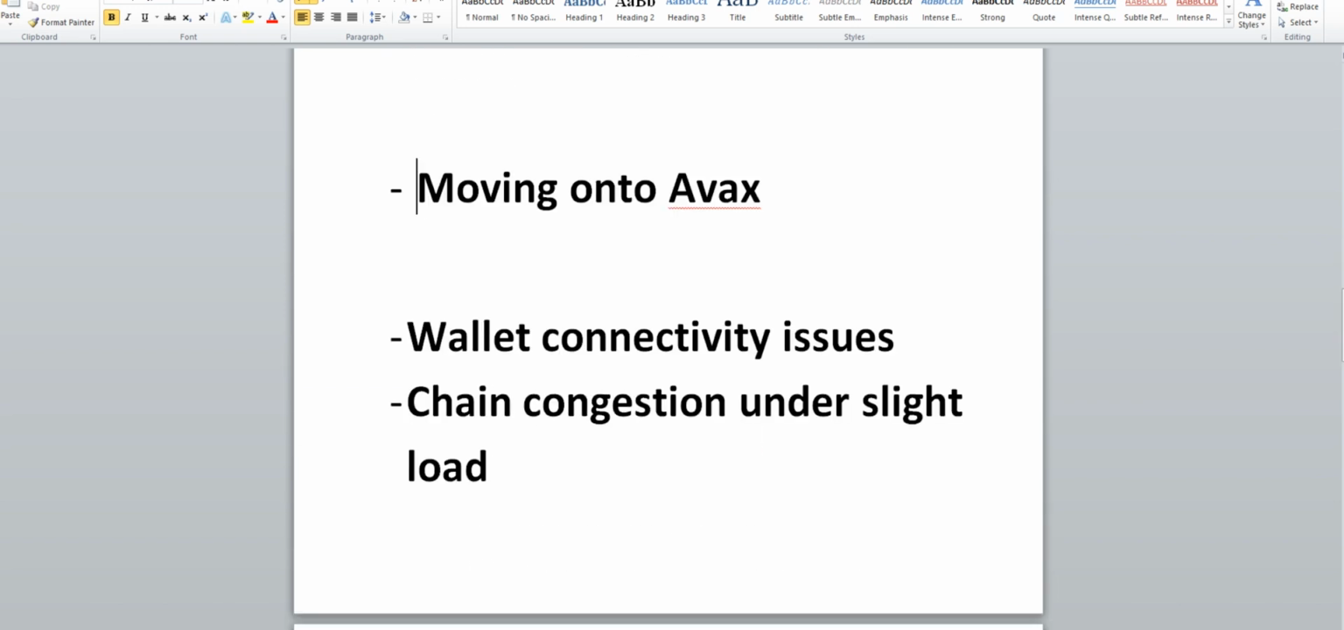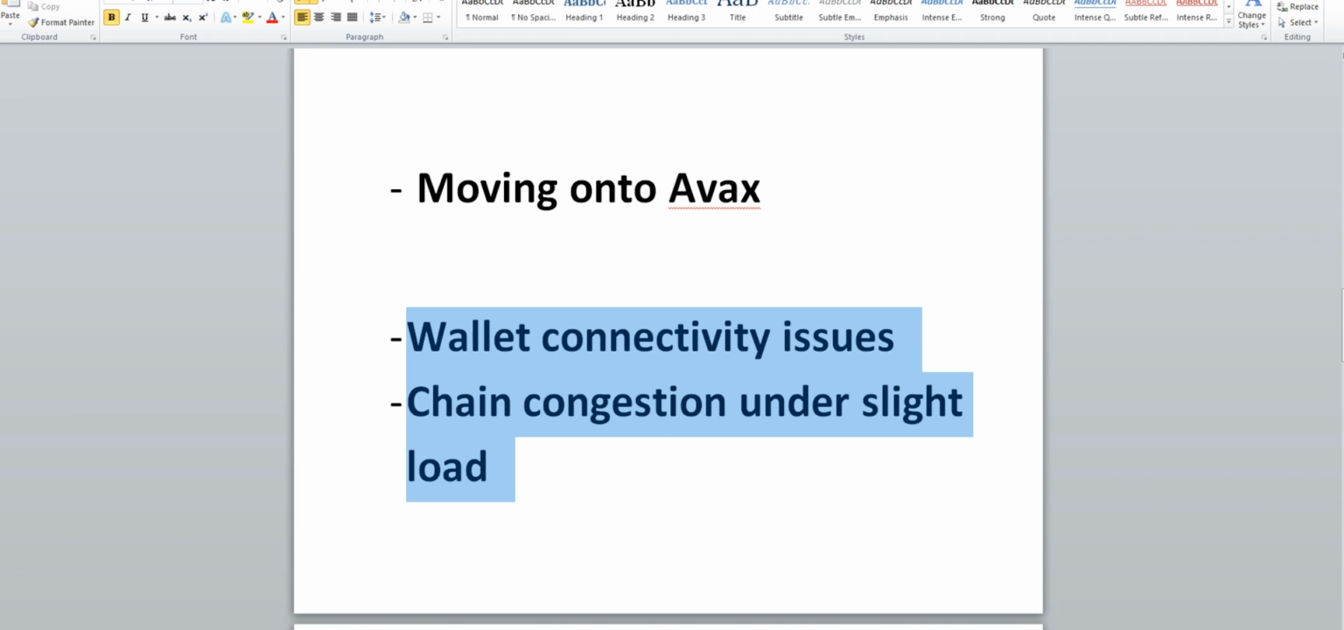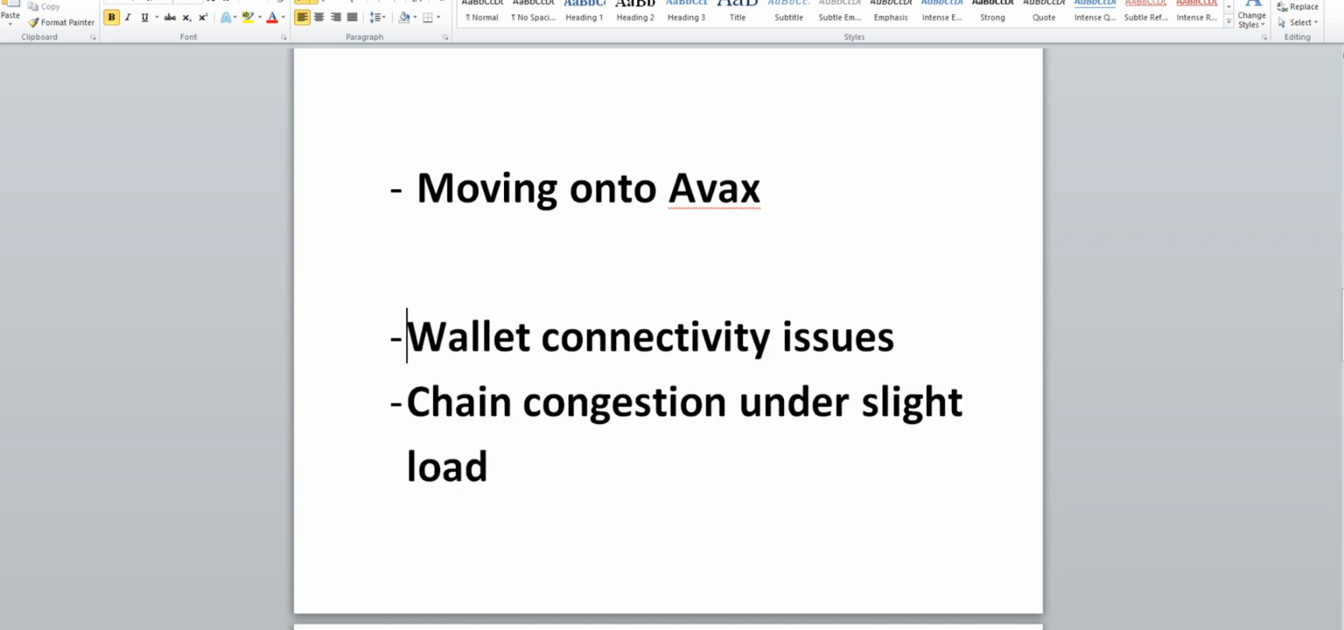Moving on to AVAX. Just like any video, we're going to go over the downfalls of AVAX and every other chain. The first one is wallet connectivity issues. This is something I've experienced myself when using the Avalanche C-Chain network. Sometimes when you're trying to connect to dApps on Avalanche, they would not connect, and you would have to try multiple times. Even after clearing cache and resetting MetaMask, sometimes it's hard to connect the MetaMask wallet to certain dApps. A bunch of people I know have reported the same issues. That's the first one.